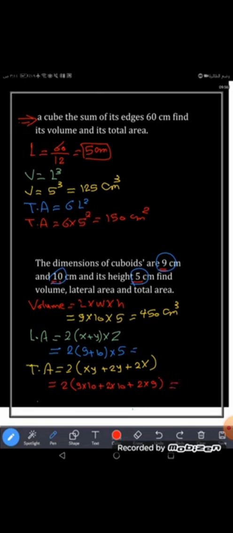Also we can say total area equal lateral area plus 2 by open brackets 2 by xy plus 2y plus 2x. As we say 2 open brackets 9 by 5 plus 2 by 10 plus 2 by 5, and get it by calculating.